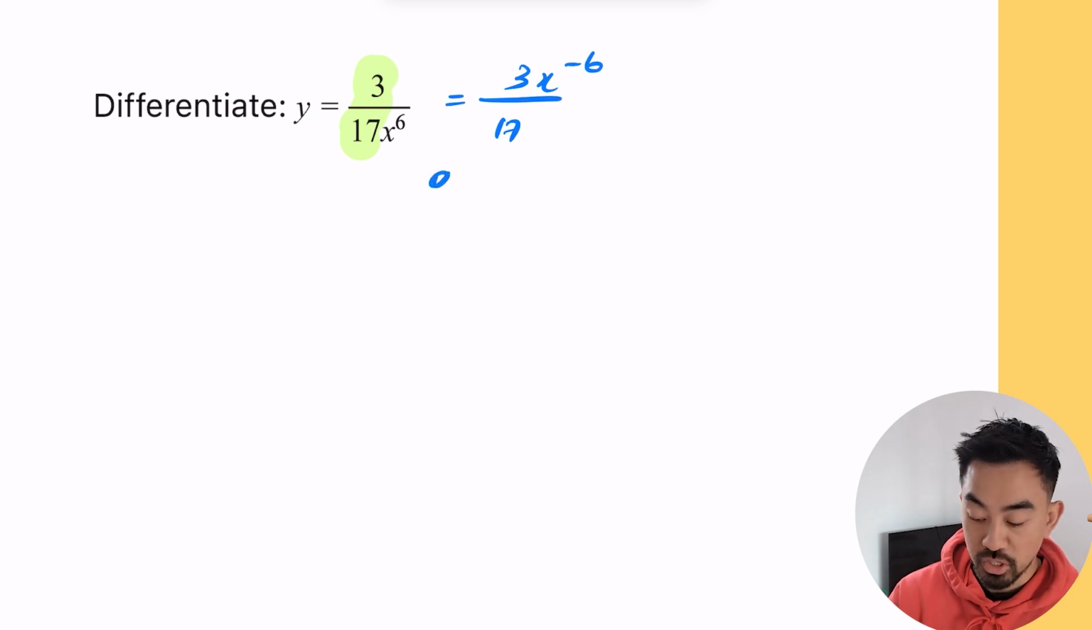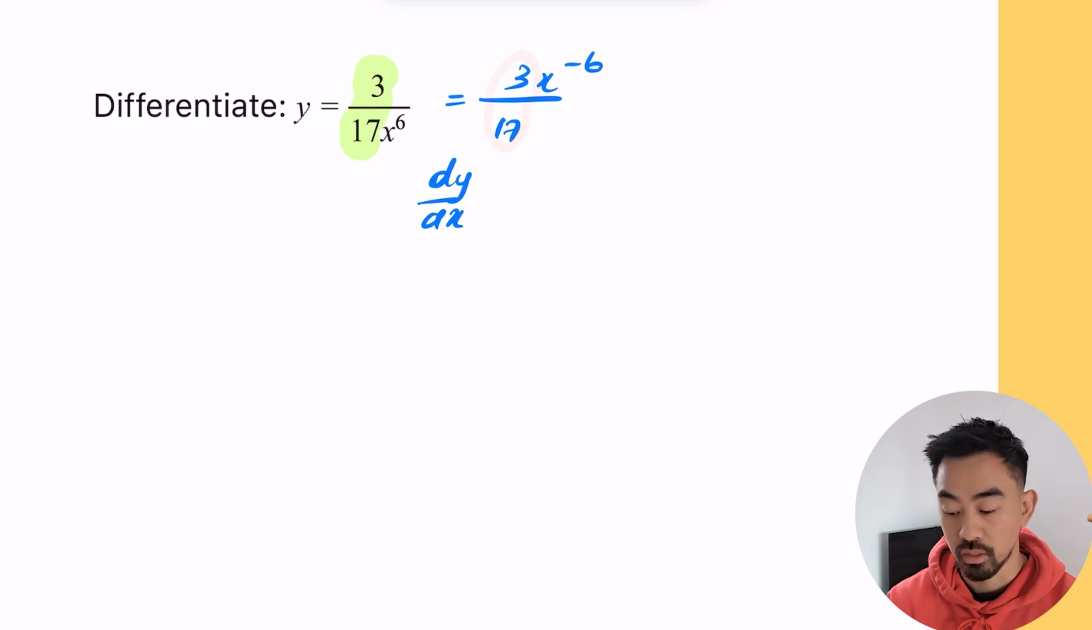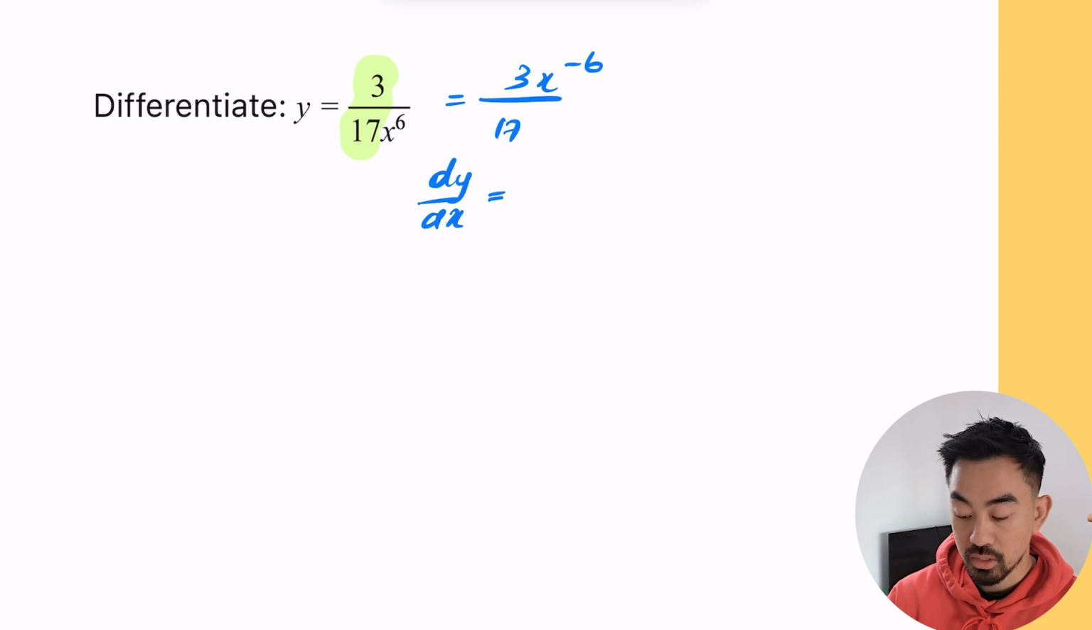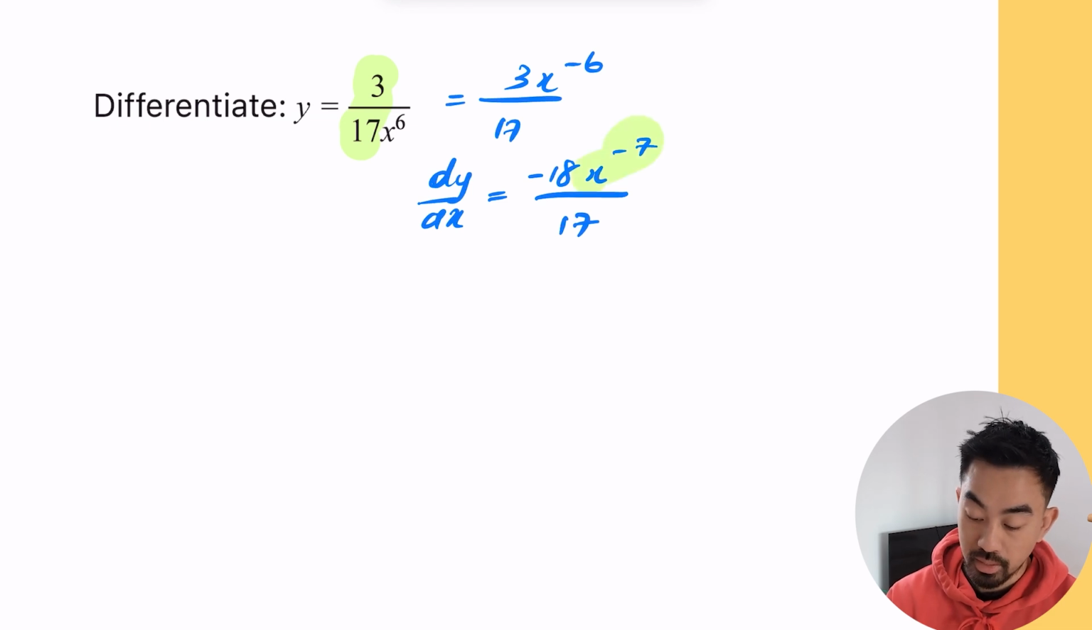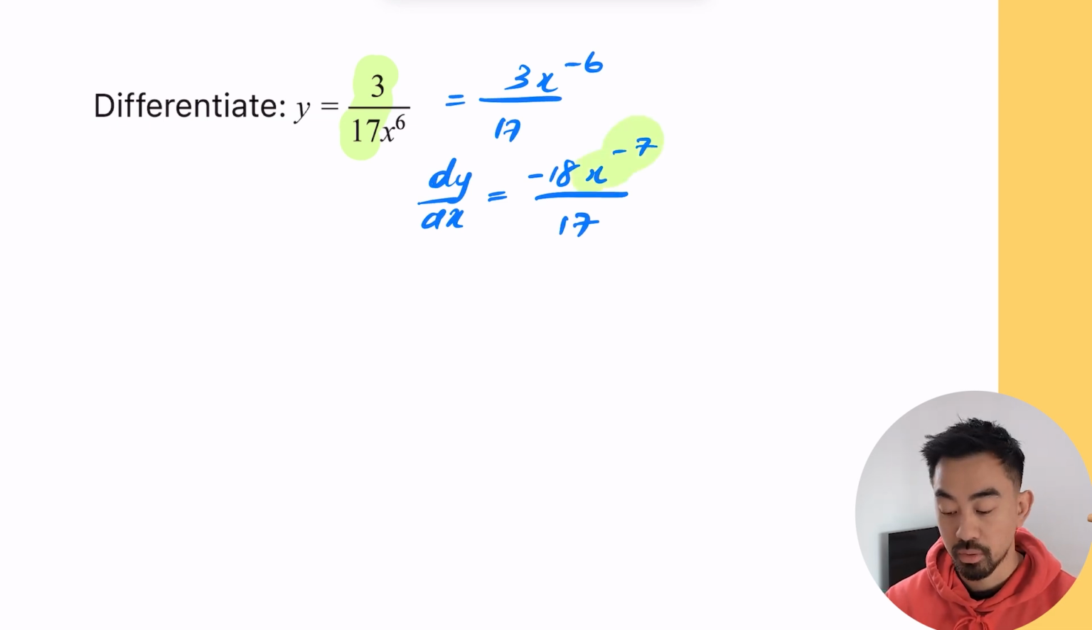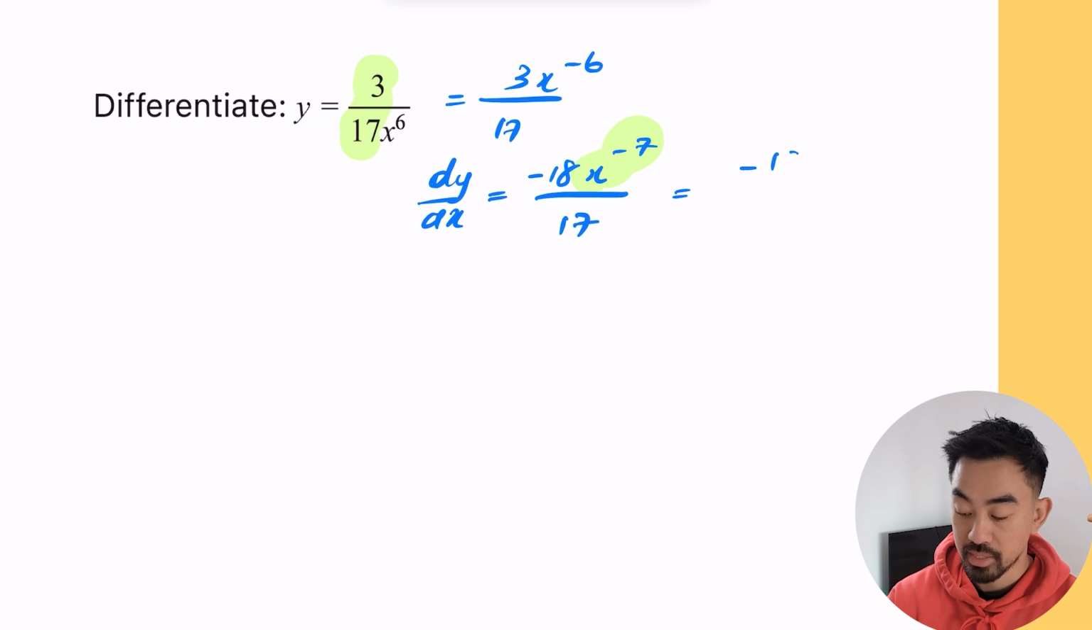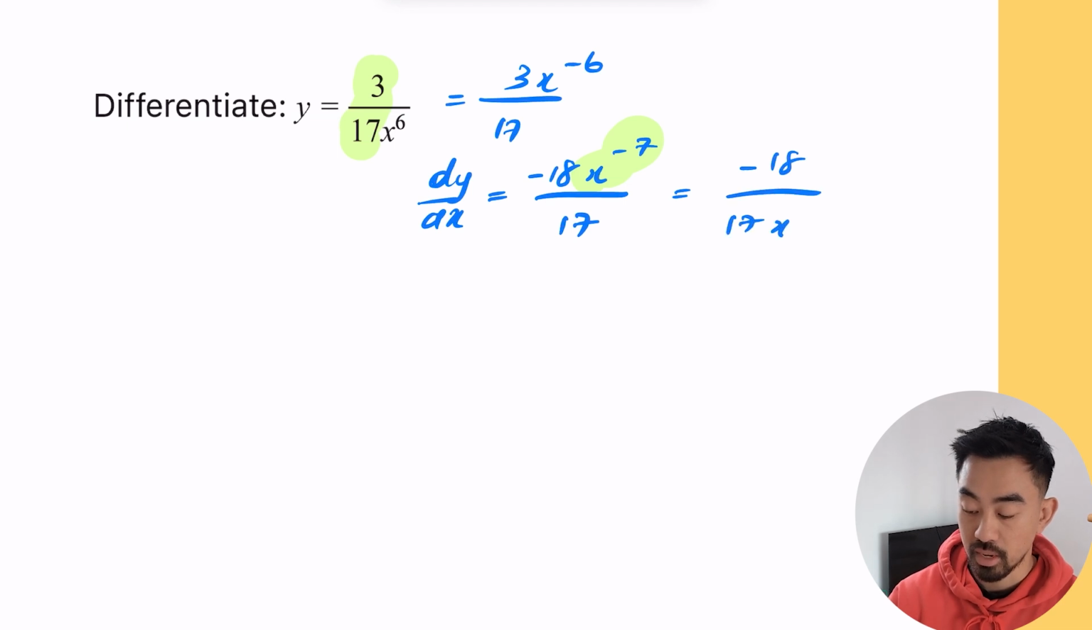Okay, so when we differentiate, once again, this is just a constant, that bit, 3 over 17. So we bring the minus 6 down. Minus 6 goes in the numerator, right? So minus 6 times 3 is minus 18x, power minus 1, which is minus 7, and then the denominator stays the same. Now you can always bring this x to the minus 7 to the denominator if you want, and that would be written as minus 18 over 17x to the 7.